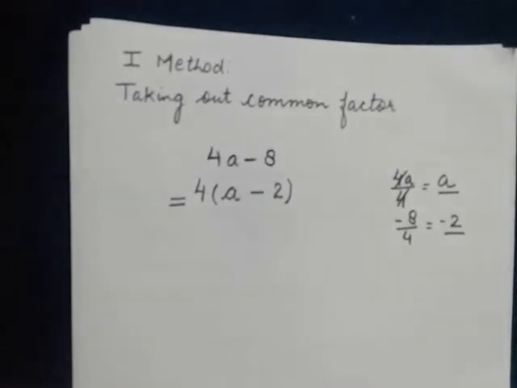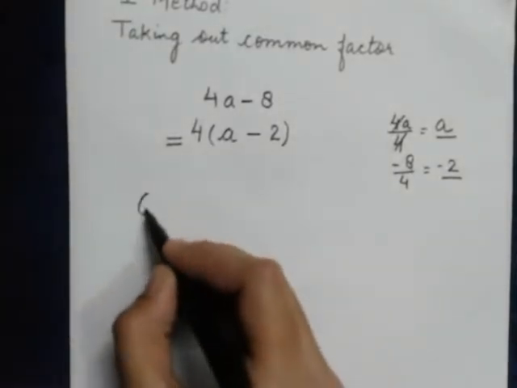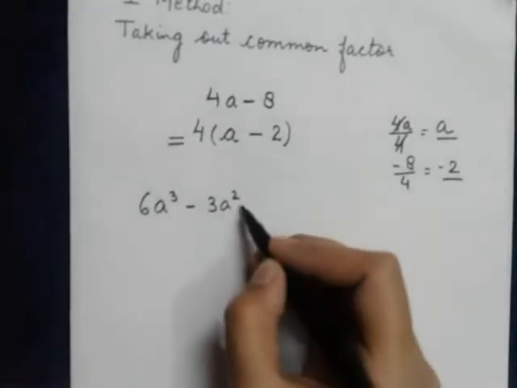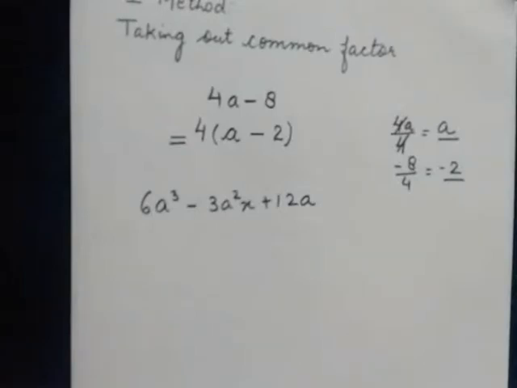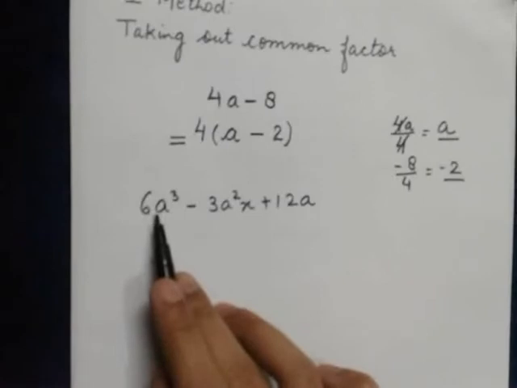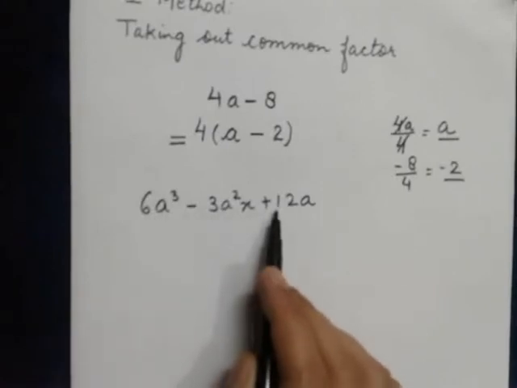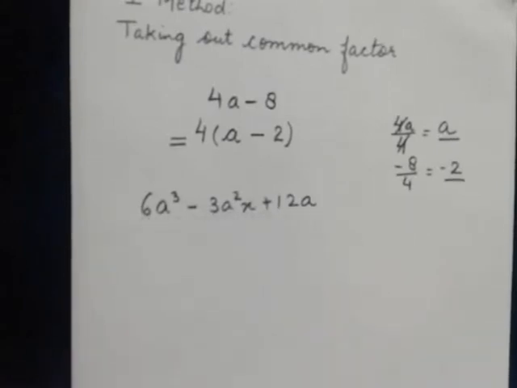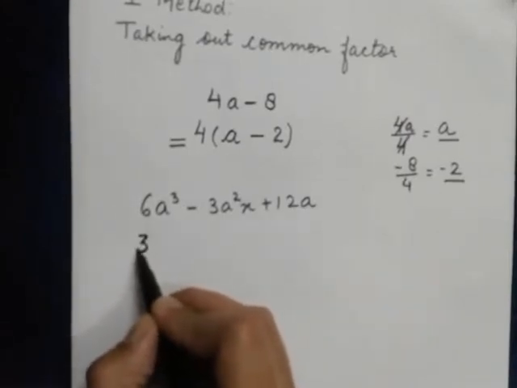Let us consider one more example to make it more clear. This will be 6a cube minus 3a square x plus 12a. Now look at this expression. It consists of three terms. First is 6a cube, minus 3a square x, plus 12a. Now first look at the constants. 6, 3 and 12. HCF of 6, 3 and 12 will be 3. So we take out 3 common here.